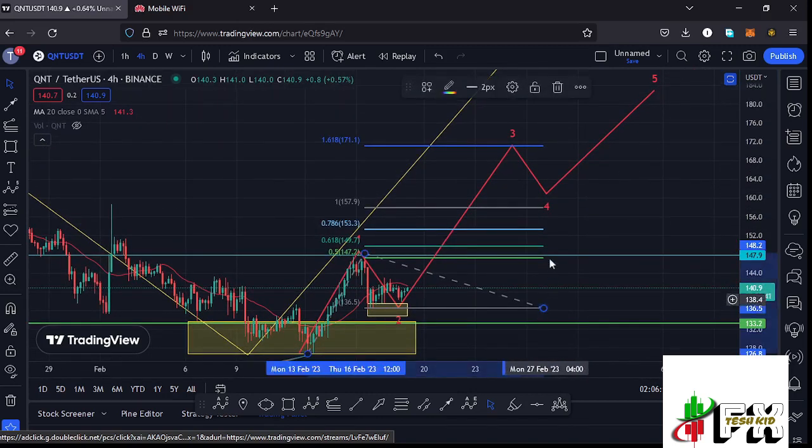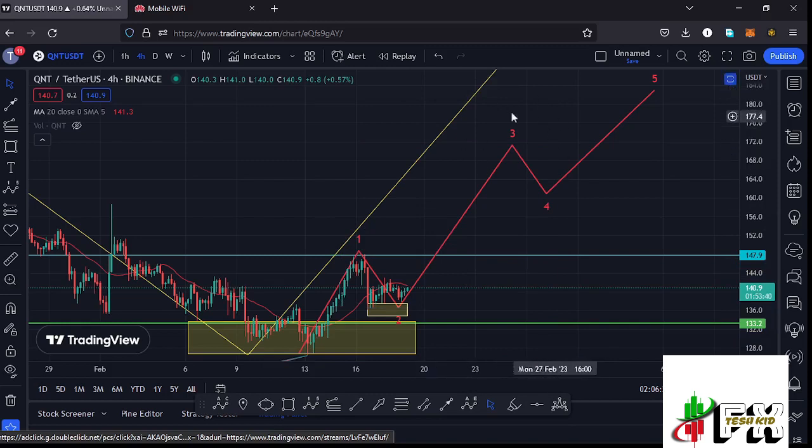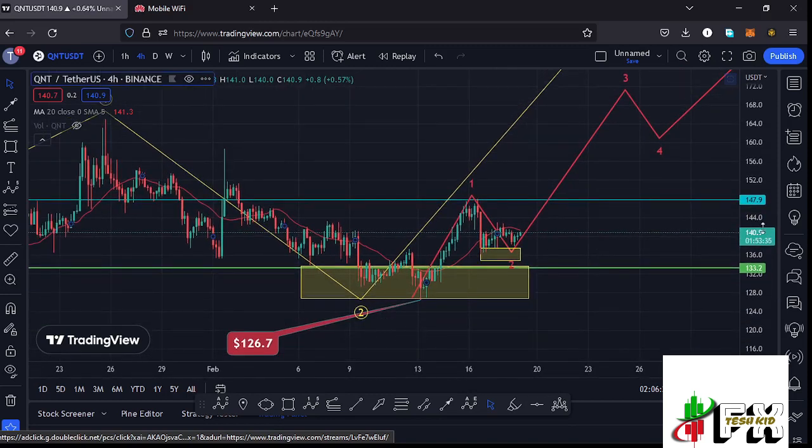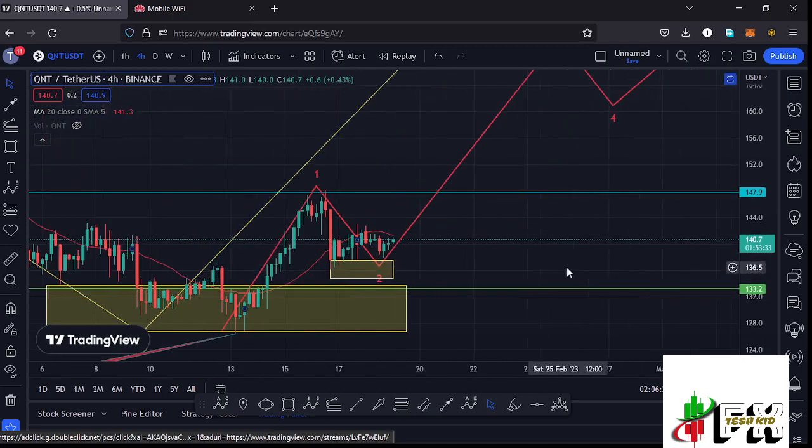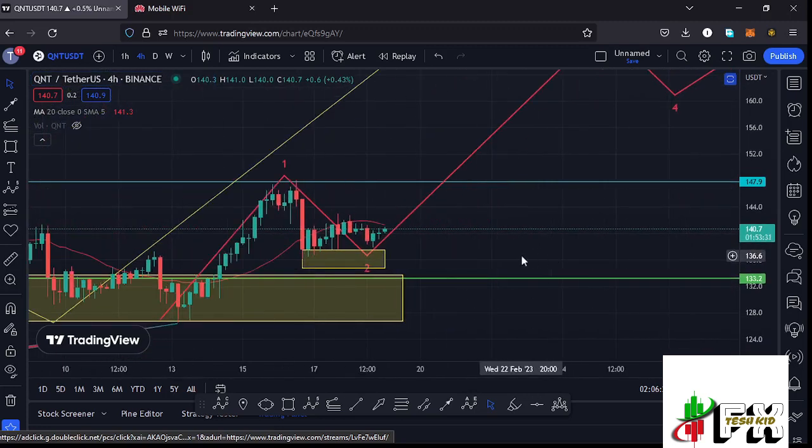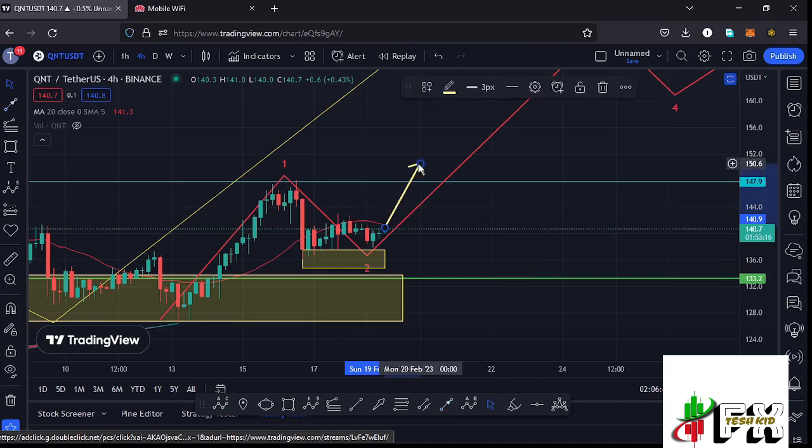And for this move to also play out and also fully maximize our target areas in the formation of this wave 3, there are key moves that I'm watching over here, and the very first one is a break above the 20-day MA. So the moment we manage to break above the 20-day MA, have the support that we need for us to continue pushing even higher, then there are chances of making it to our next key area of resistance at around the $147.9 mark.